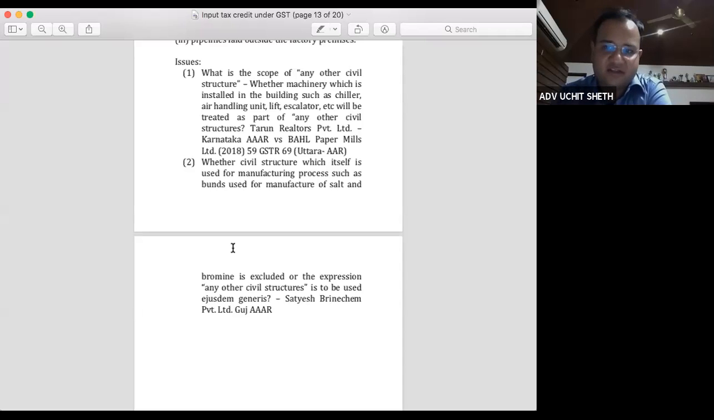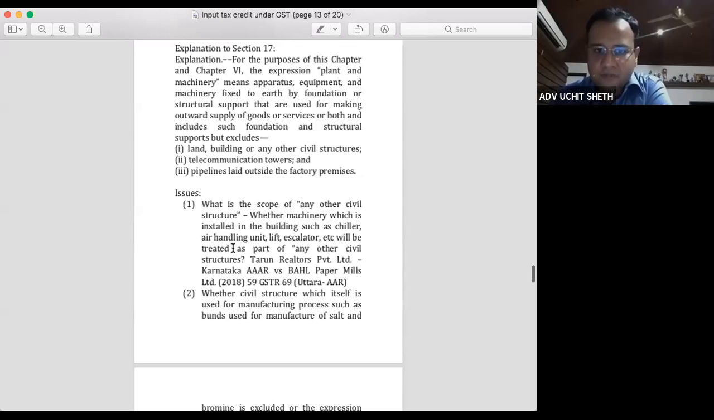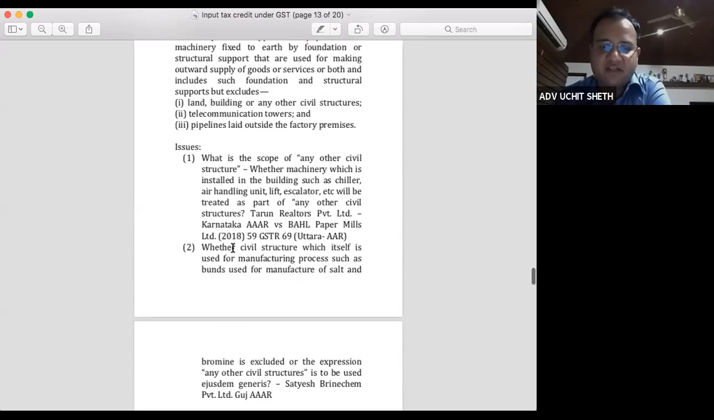But insofar as the first question is concerned, regarding machinery embedded to the earth, according to me, the position seems to be clear. If it is in the nature of machinery, merely because it is embedded to the earth, you cannot say it becomes part of the building and therefore disallow input tax credit. But of course, we need to satisfy the second condition also, that they should be used for making outward supply of goods or services. So again, they should be in some manner connected with the manufacturing process.